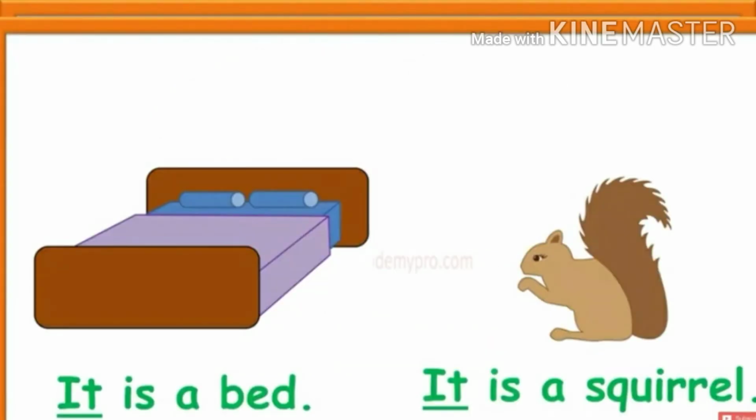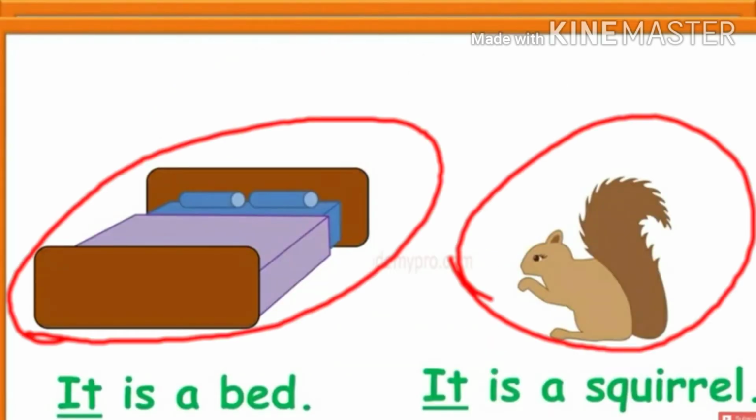For example, it is a bed. So bed is a thing. It is the name of a thing. So it can be replaced with the word it. The next example is it is a squirrel. Squirrel is an animal. So its name can be replaced with the word it. So it is a pronoun which can replace the name of animals and things.